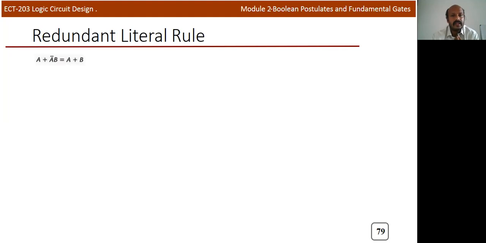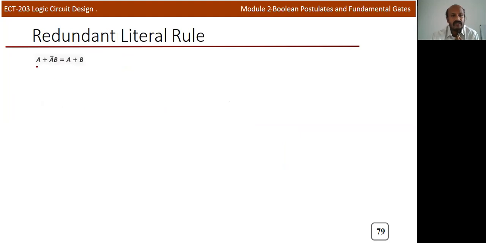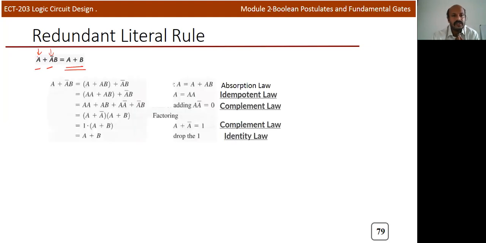And next one is the redundant literal law. If you compare with the previous thing, there it is A plus AB. Both these variables are same. Now in the second case, one variable is A and another one is a complement of that. So the result is A plus B. In the previous case, here A, and here also it is A. Now we can see the complement of the variable is placed here, and we can prove this.